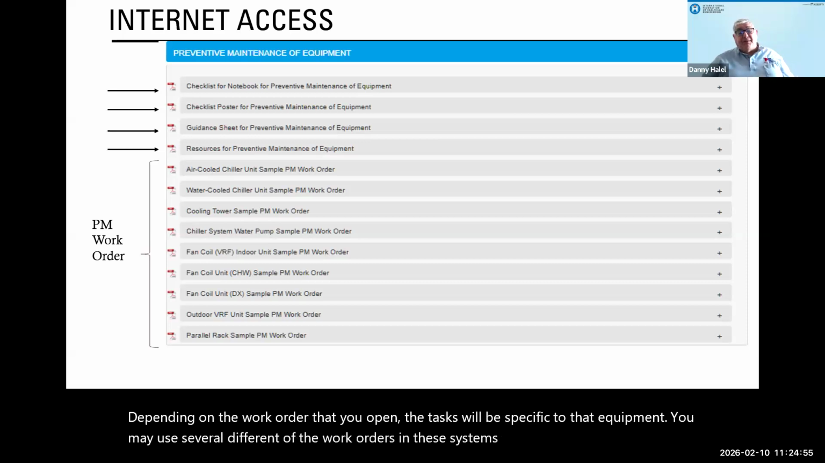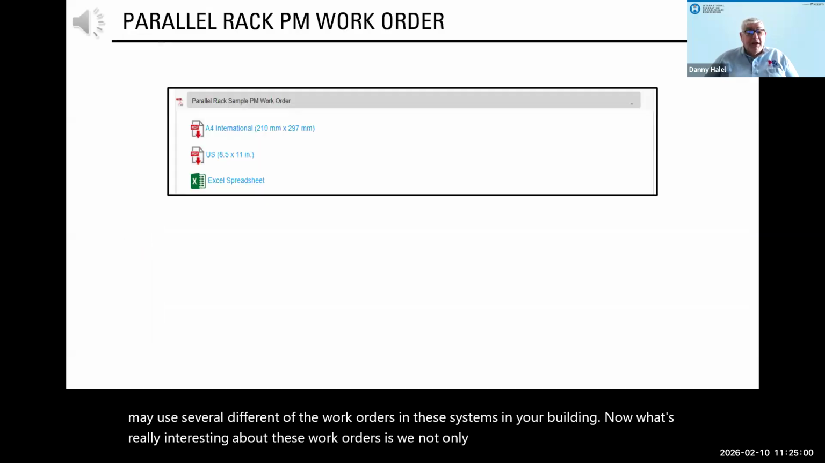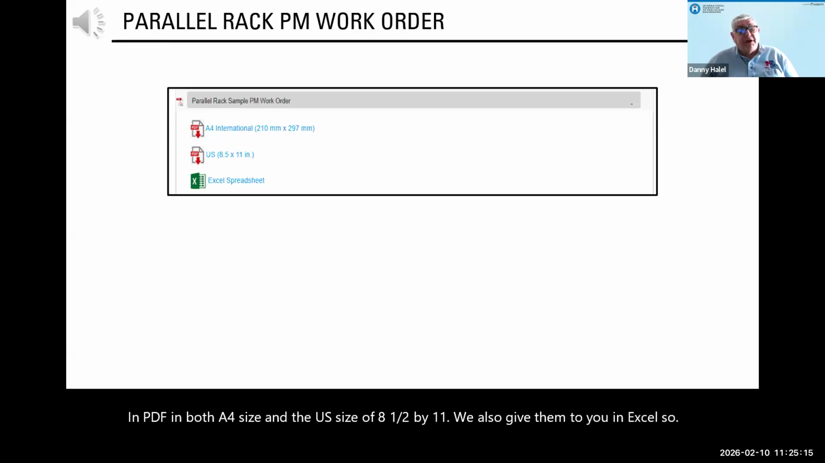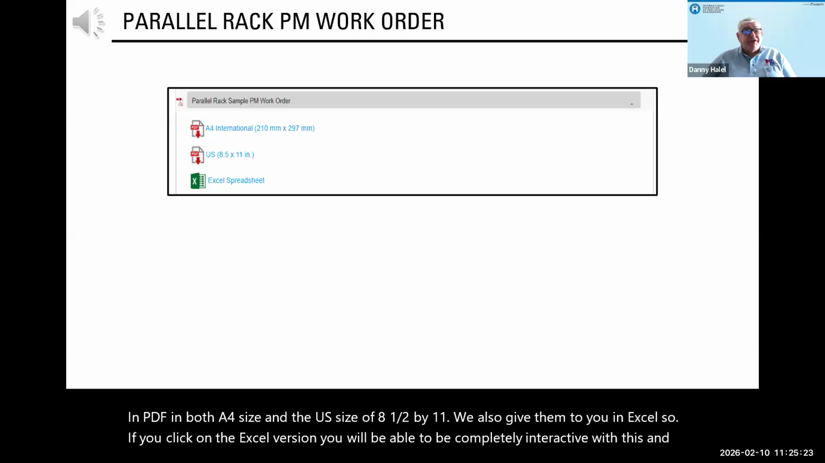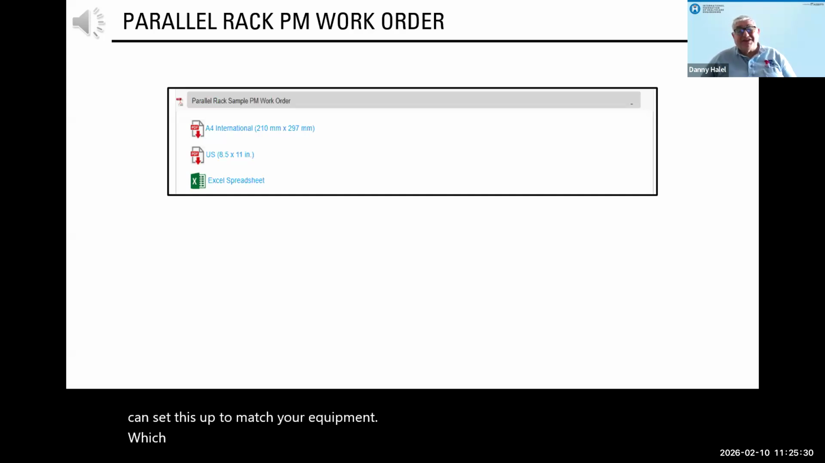Now, what's really interesting about these work orders is we not only give them to you in PDF in both A4 size and the US size of 8.5 by 11, we also give them to you in Excel. So if you click on the Excel version, you will be able to be completely interactive with this, and you can set this up to match your equipment, which is really important because not all systems are the same.